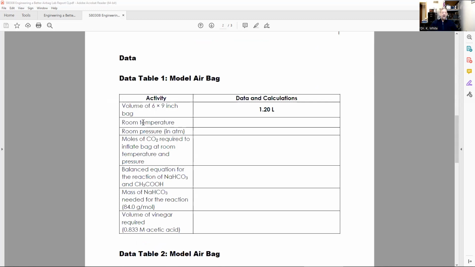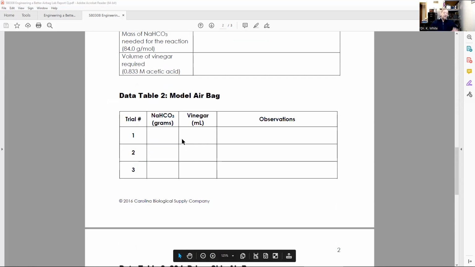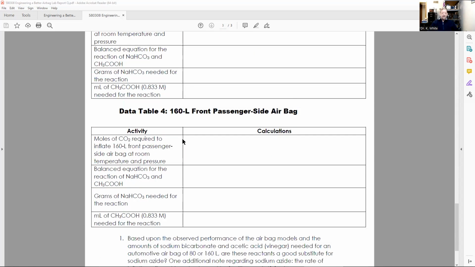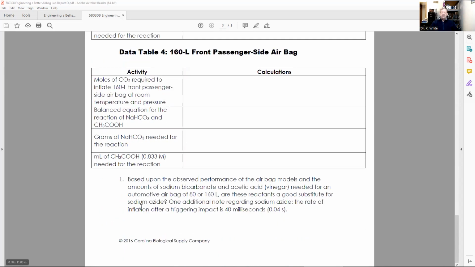And for activity 1, we already showed you how to fill these all in. Activity 2, you just copy from the other one, and same thing for tables 3 and 4. The only question you have to answer is question 1, and answer it. And that's due a week from today.